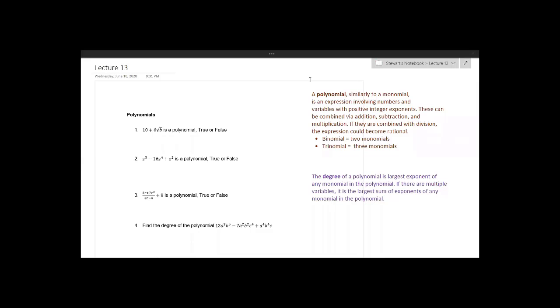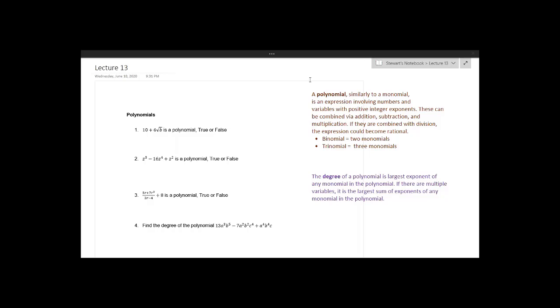Welcome back, everyone, to lecture 13, where we're talking about polynomials today instead of monomials. Okay, so a polynomial, similar to a monomial, is an expression involving numbers and variables with only positive integer exponents. No fractional exponents and no negative exponents.